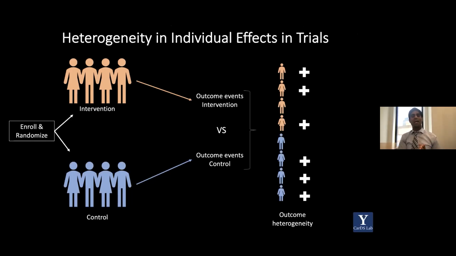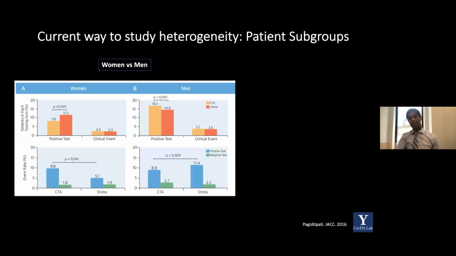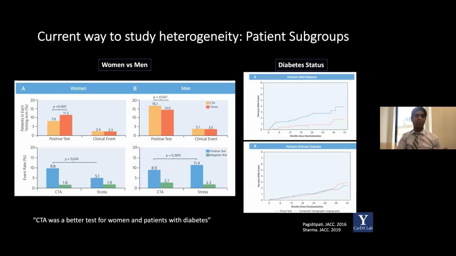It's just that among a sea of people who don't benefit, it's hard to identify the people who actually benefit from the drugs or the therapy that you tested in the trial. So the current way, as Amit mentioned early on in the discussion, is that we focus on large patient subgroups. These are subgroup analyses from the PROMISE trial that I just showed you, which use a fairly convoluted method of figuring out if gender, women versus men, benefited more from CT versus stress testing.